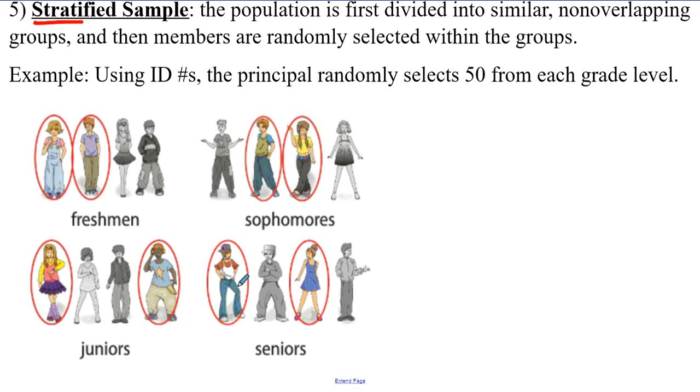So stratified samples are good if you want to get an equal voice for all groups because you think that there are defined groups in your population. And in this case, there are freshmen, sophomores, juniors, and seniors. So that's when stratified sampling gets used.